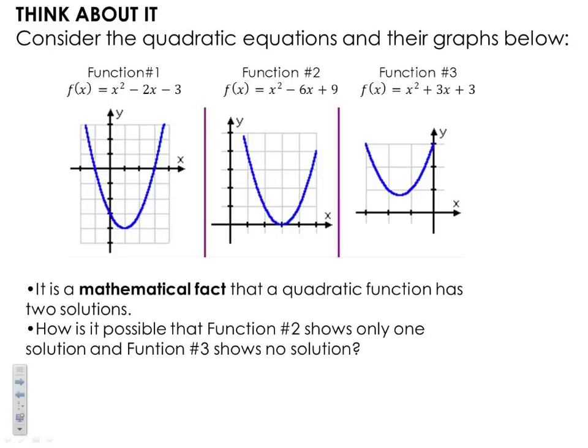Think about it. Is it a mathematical fact that a quadratic function has two solutions? Because when we've been solving quadratics, usually we get two solutions. How is it possible that a function like number 2 shows only one solution and function number 3 shows no solutions? What? Think about it. So I want you to pause the video and write all this down and draw it and think about it, because in a little bit, you'll be able to answer this question. So take a second, pause the video, and think about it.